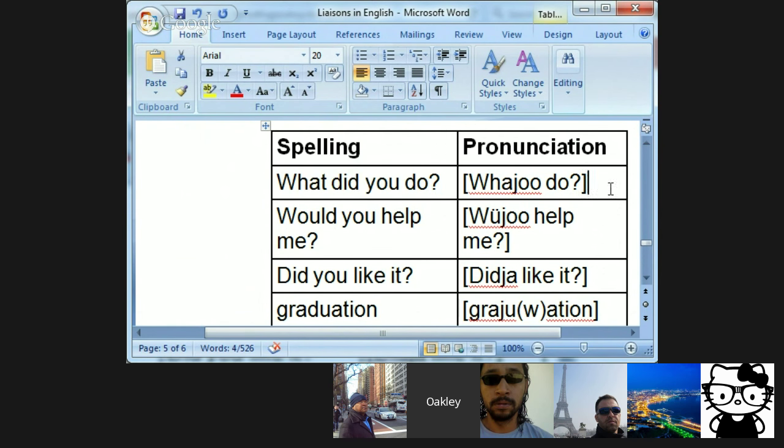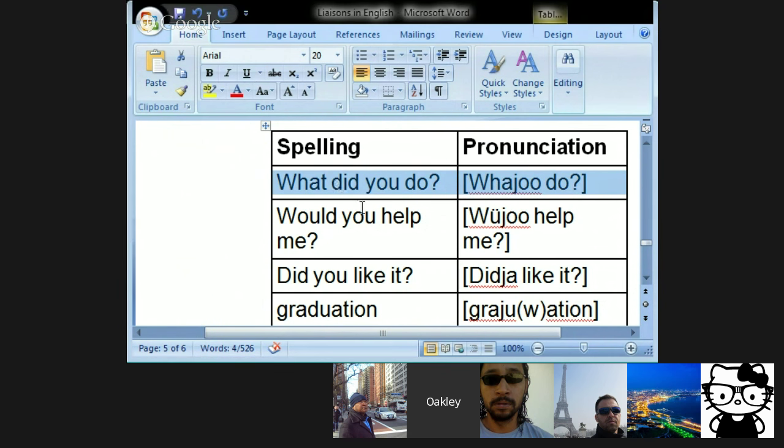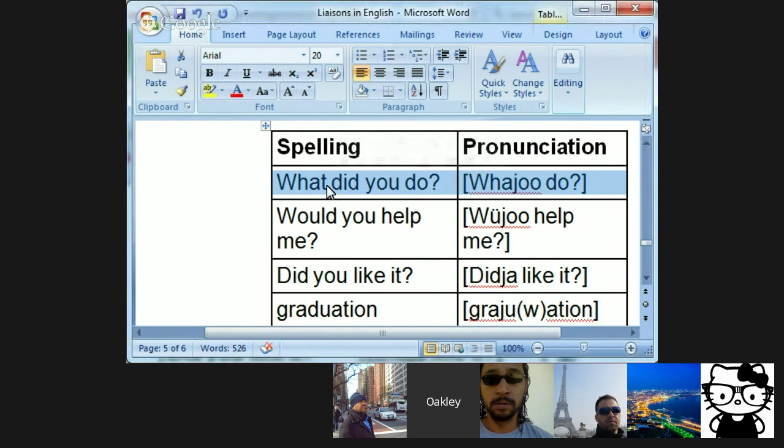Okay, now this is a drastic reduction. What'd you do? Here, again, this "did" gets reduced and blended with the T to basically a D sound. What'd you do? This is very common. This is a drastic reduction. All right. What did you do?